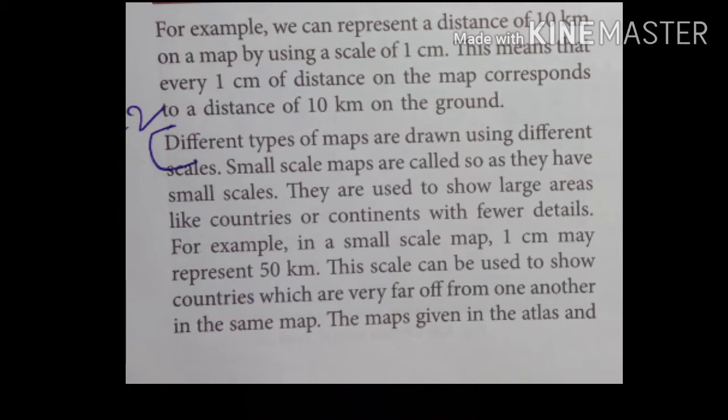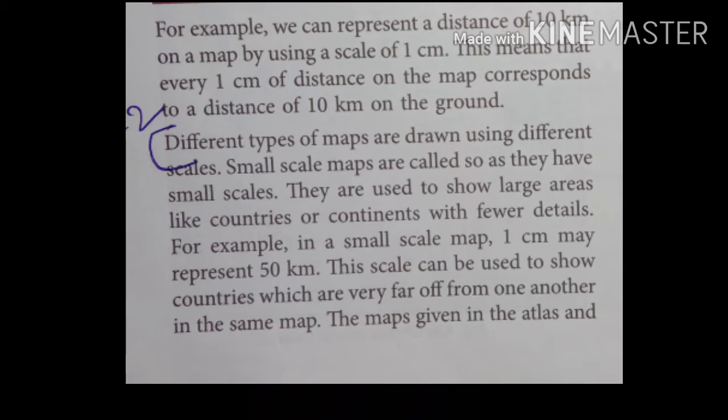ओके, अंडरस्टूड? Okay, now I will tell you one example regarding the scale. We can represent a distance of 10 kilometers on a map by using a scale of 1 centimeter. 10 किलोमीटर का जो डिस्टेंस है वो तुम एक छोटे से पेपर पे 1 सेंटीमीटर की इक्वल डिस्टेंस बता सकते हो. This means that every 1 centimeter of distance on the map corresponds to a distance of 10 kilometers on the ground. अभी डिस्टेंस जो है वो अलग अलग होता है. Different types of maps are drawn using different scales. अलग अलग मैप्स हम बनाते हैं अलग अलग स्केल्स यूज़ करके.